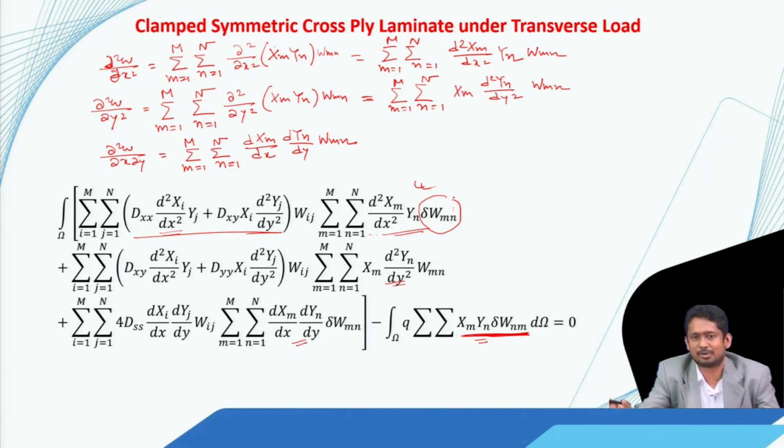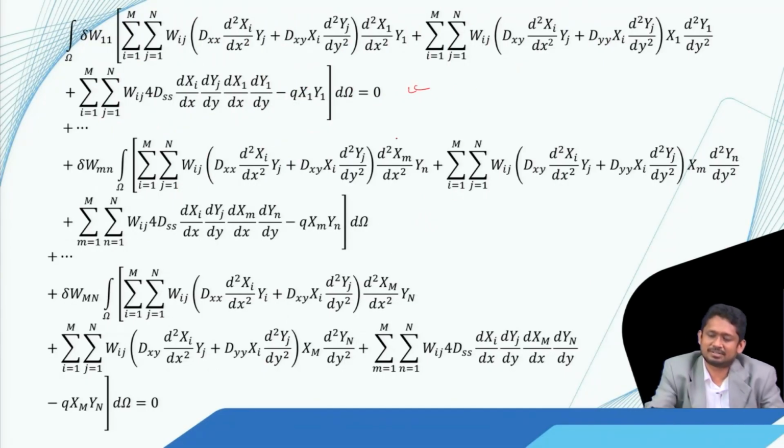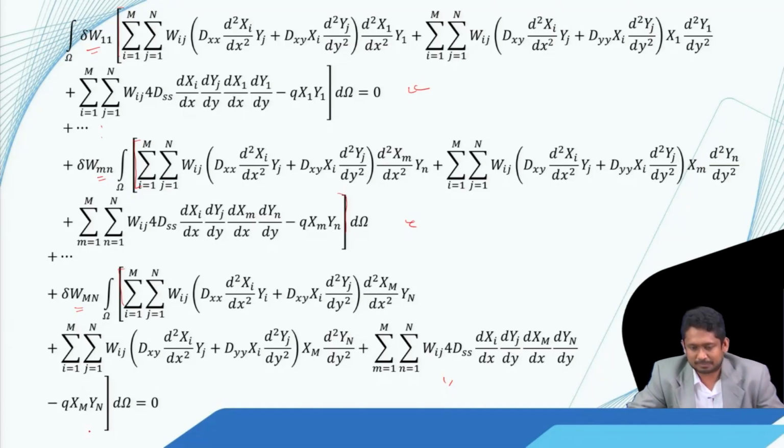That means all the components of delta w m n, and the same thing has been rewritten as this. So, delta w 1 multiplied by this entire quantity, all the way up to delta w small n multiplied by this quantity, and it goes on all the way up to delta w capital M capital N multiplied by this quantity.